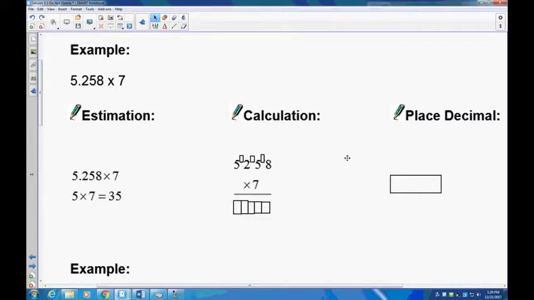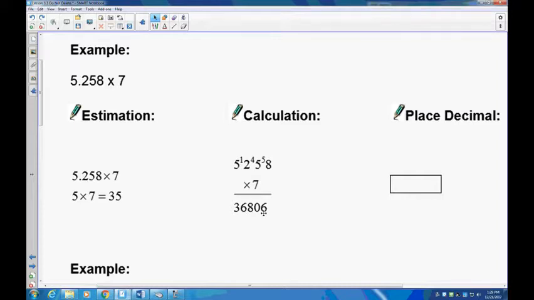So now moving over to our actual calculation. 7 times 8 is 56, so I'm going to put down the 6, and I'm going to carry the 5. 7 times 5 is 35. 35 and 5 is 40, so I'm going to put down the 0, and I'm going to carry the 4. 7 times 2 is 14. 14 and 4 is 18, so I'm going to put down the 8, and I'm going to carry the 1. And 7 times 5 is 35, and 1 is 36. So my final answer for 5,258 times 7 is 36,806.